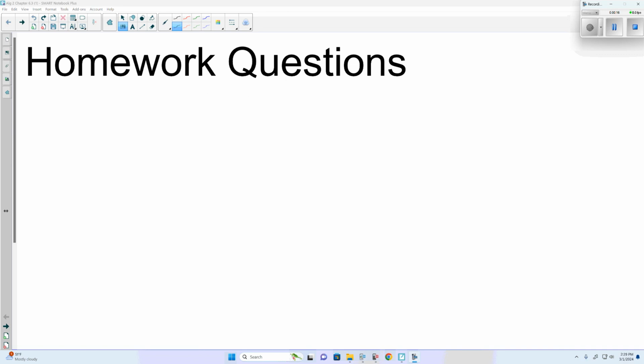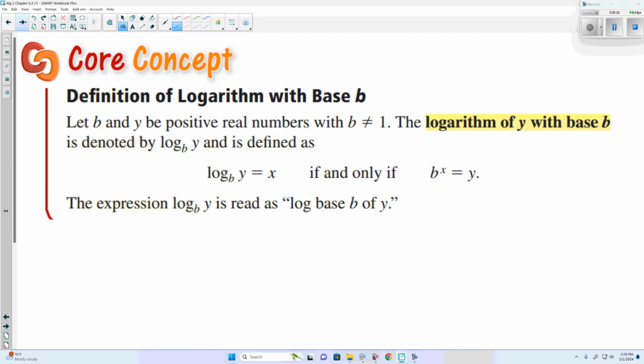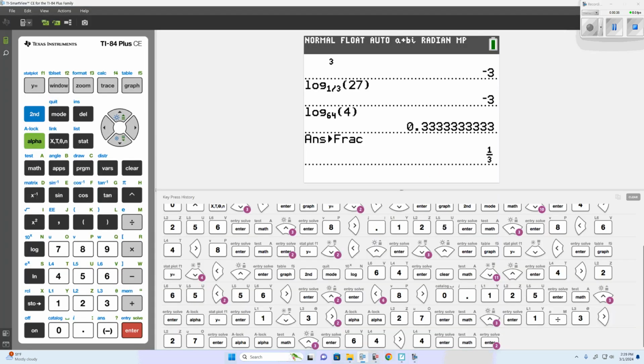All right. What we're looking at today is logarithmic to exponential form, going from a logarithm to exponential. Now, logarithms are inverses of an exponential. So an exponential function and its logarithmic are inverses of each other.